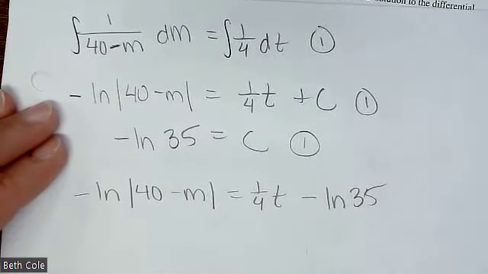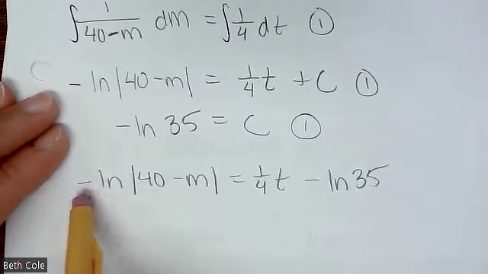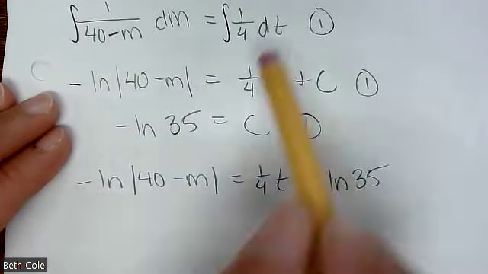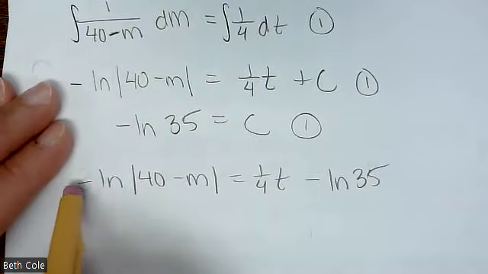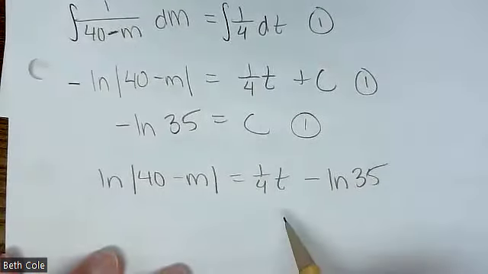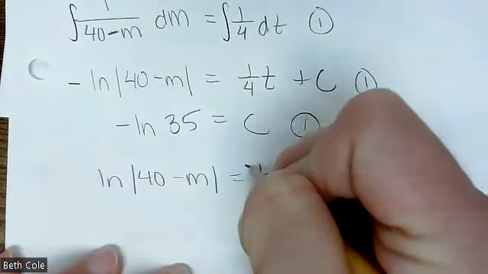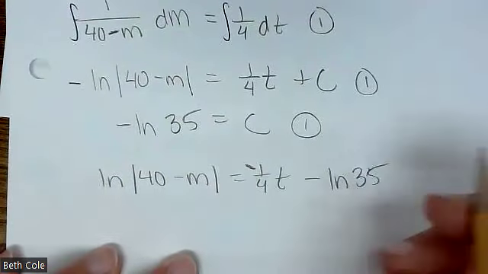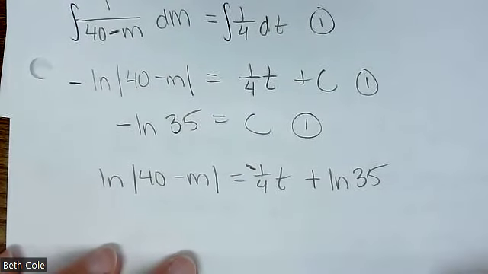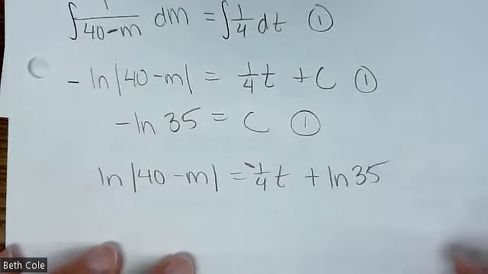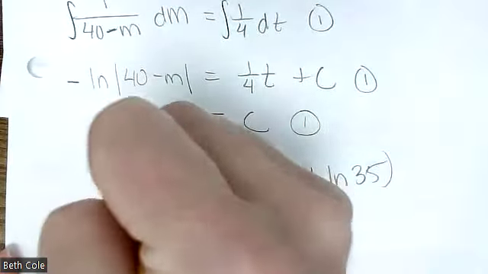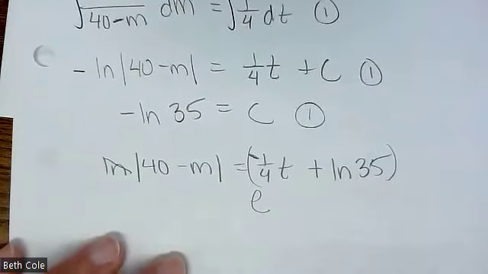The less you write, the better. Here's what I would do. The first thing that has to get divided over is the negative. And I don't like this part of the problem. All the rest of that I'm fine with. Here's what I would do: erase the negative. And then on the other side, it's going to become negative 1/4 t plus ln 35. Then what? e. So it's e to the power of all of that. And that's what I want you to do. Don't recopy it.